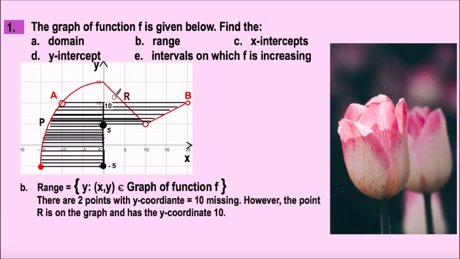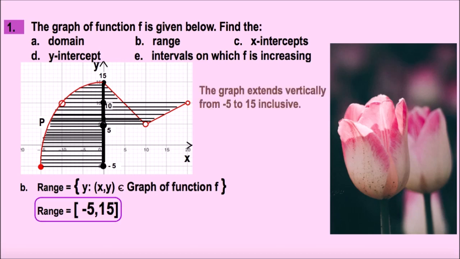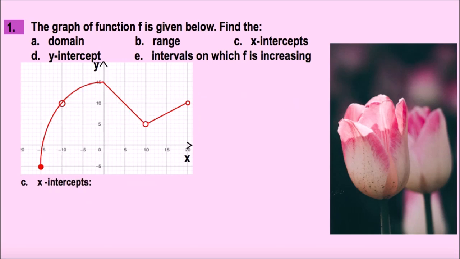We continue projecting. There are 2 points with y-coordinate equal to 10 missing, A and B. However, the point R is on the graph and has the y-coordinate 10. Thus, 10 belongs to the range of the function. The range is equal to [-5, 15]. The graph extends vertically from -5 to 15 inclusive.